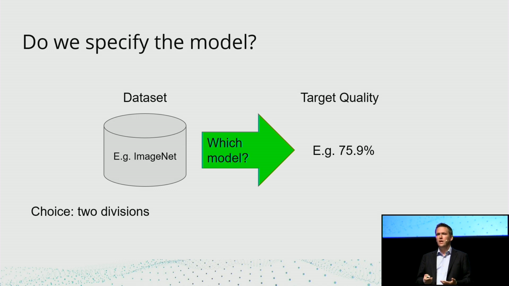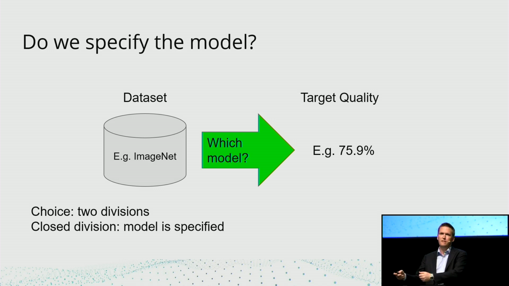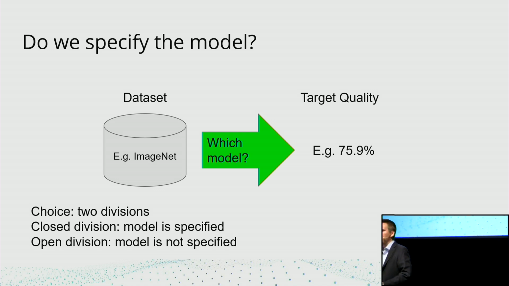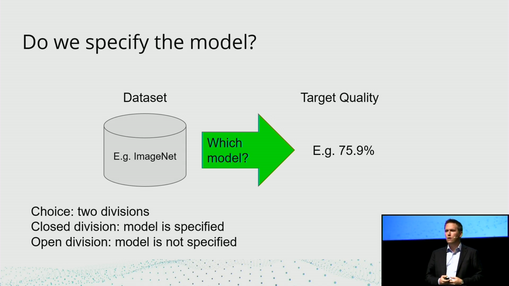So we came up with the idea of two divisions. We have a closed division in which the model is specified. For instance, train ResNet on ImageNet to 75.9. This is intended for apples-to-apples comparisons of hardware. We also have an open division where the model is not specified. The open division is intended to encourage innovation in models, to show that this model is faster, or to encourage people to do hardware-software co-design.